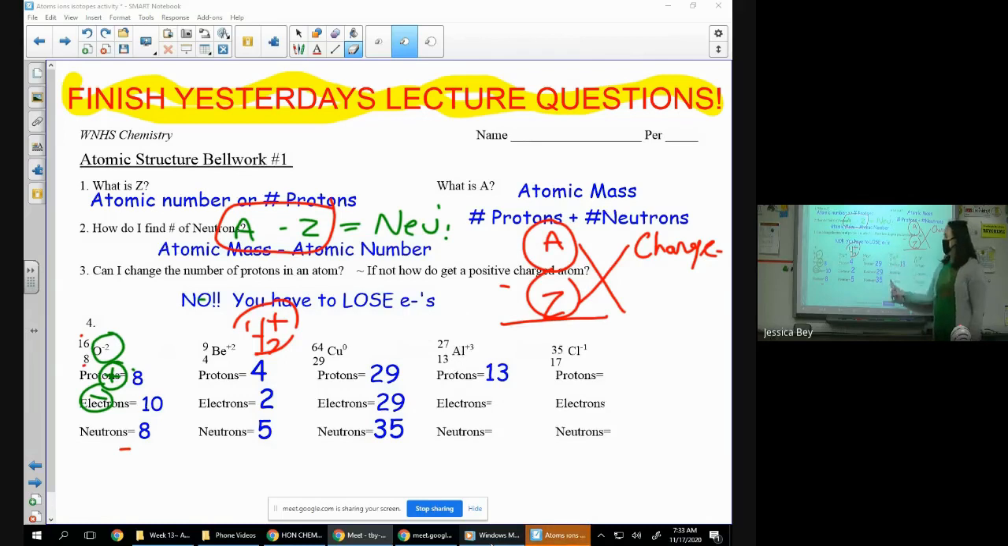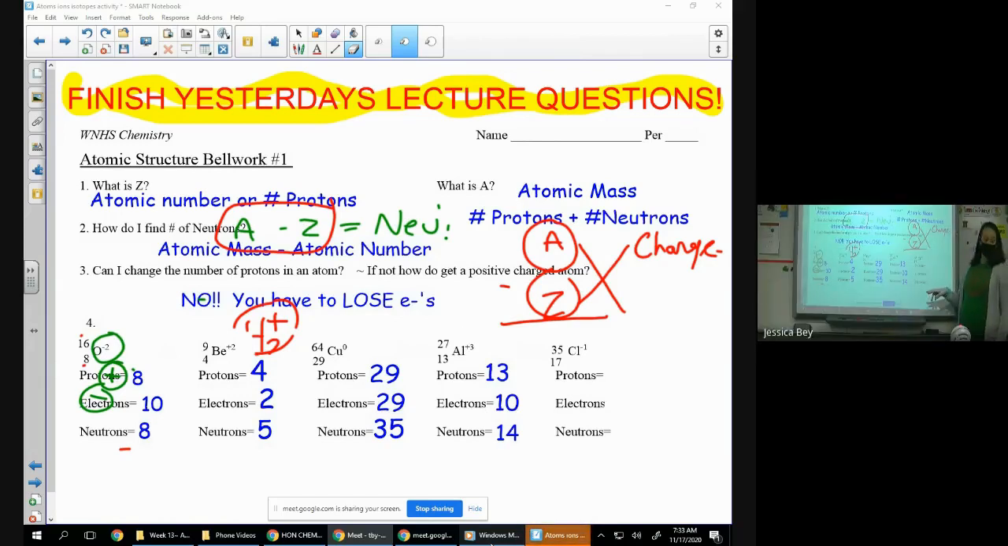27 minus 13 gives me the number of neutrons, and the order of these will change so that you know what you're doing. You've got to make sure you're reading. It's not just always going to be minus the top one; sometimes it's the bottom one. And then if I want to be a +3, I have 13 pluses. That means I can have 10 minuses in order to get my +3 charge.